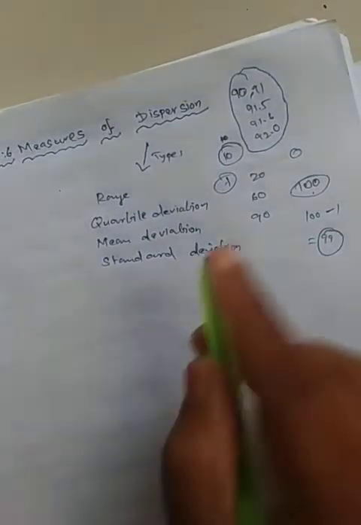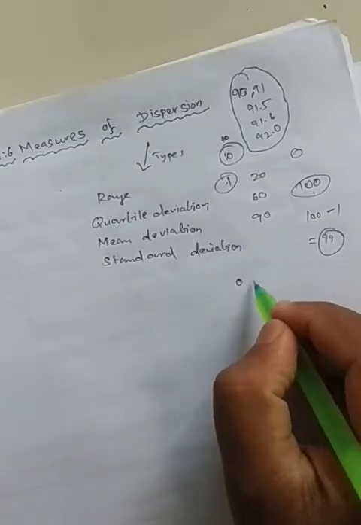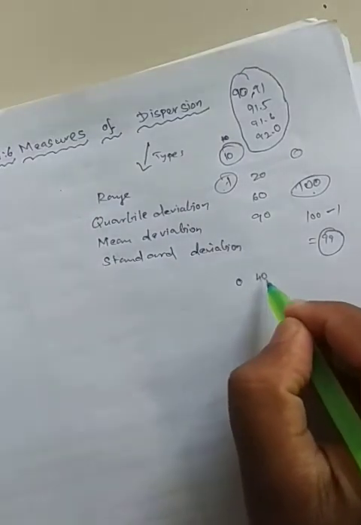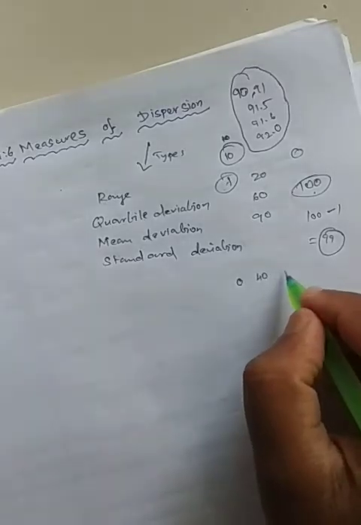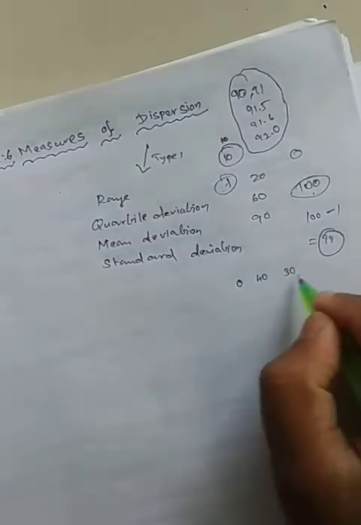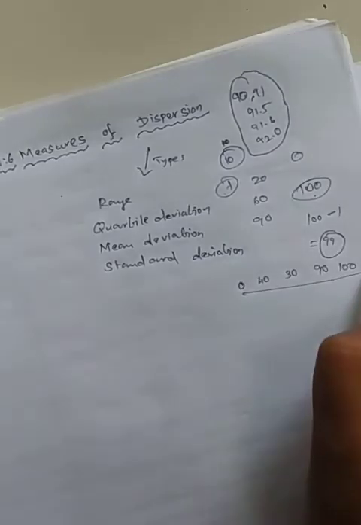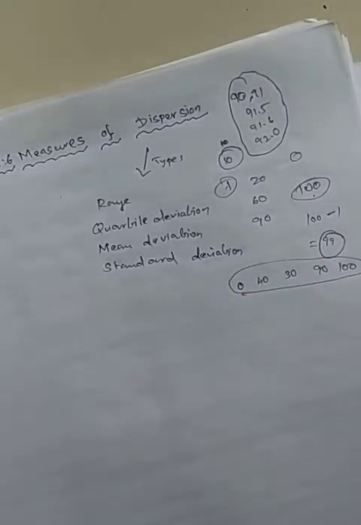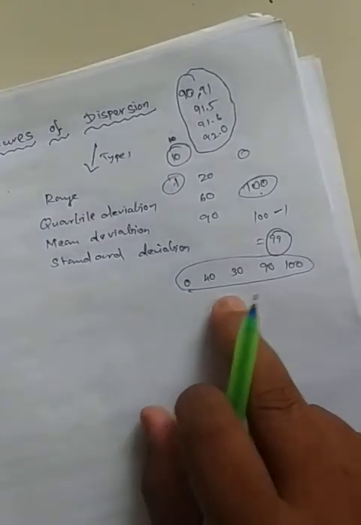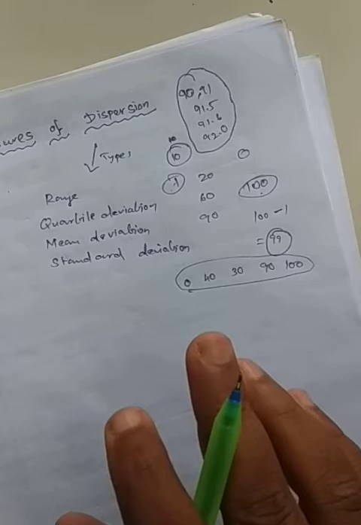A child is having some marks. Tamil 0, English 40, then science 40, and maths we can say 30, and science 90, social science 100. There is no connection at all. You can see the marks 0, 40, 30, 90. So there is no connection between the data itself.